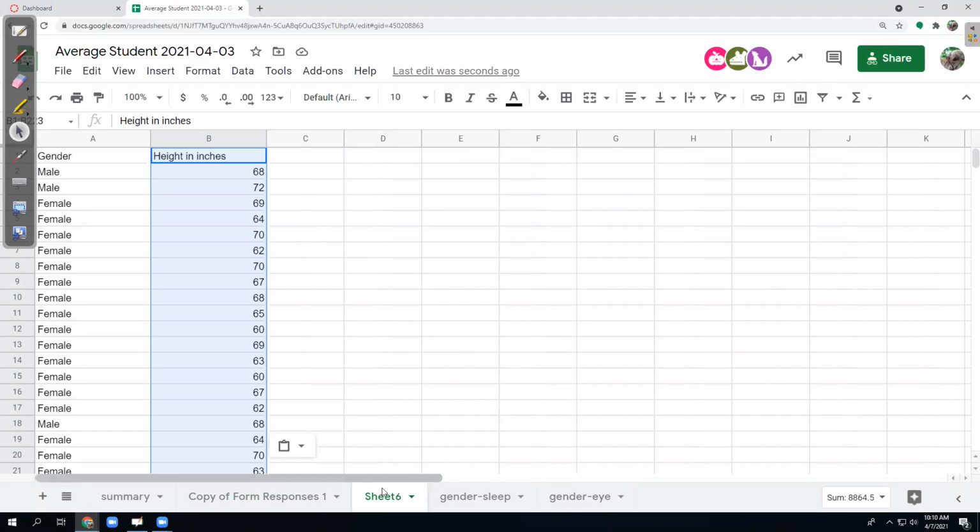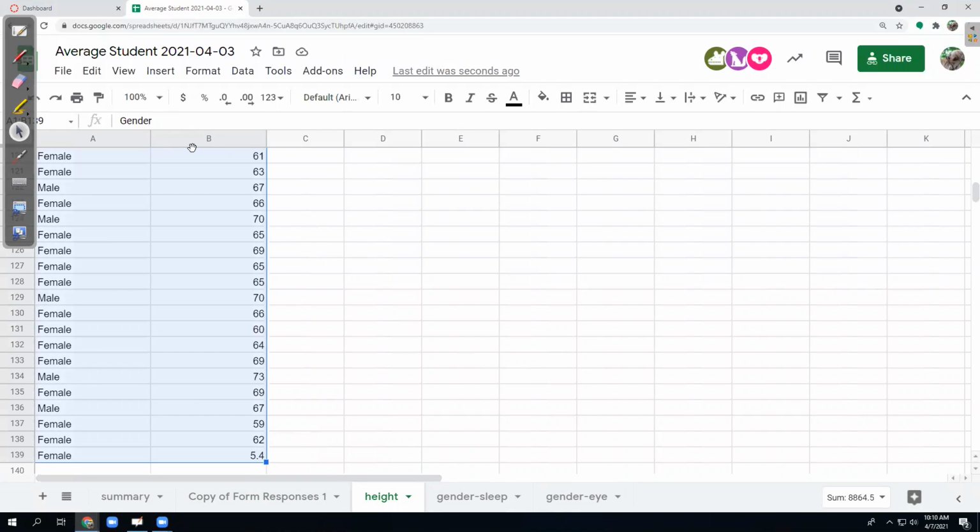It's always a good idea if you have multiple tabs to label them. So if you just double click on the tab at the bottom, we can give it a better name. Let's just call it height for now. Better. And whenever we sort data, you should always highlight the header row, especially if there's more than one thing. And that looks like the bottom of it.